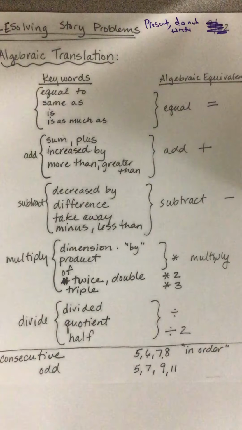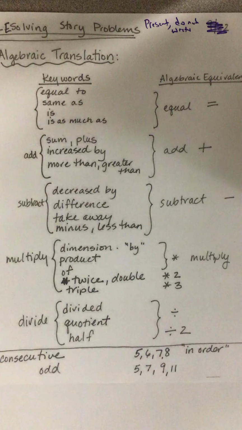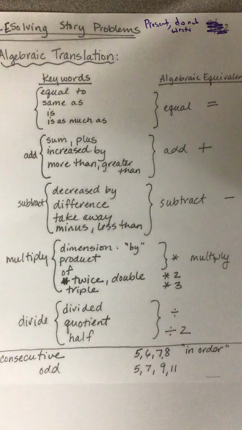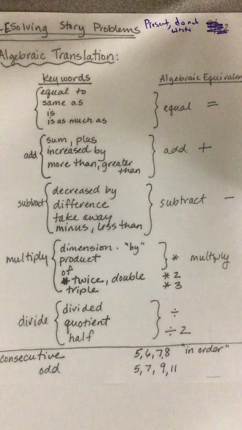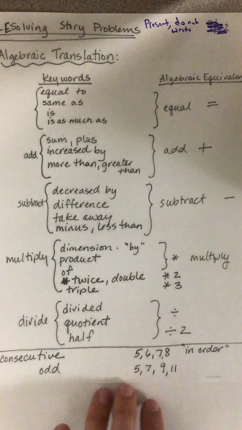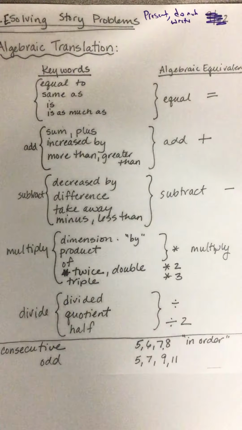Division actually has the least amount of terms that are used for it. Divided, quotient are two of the common ones. Usually it's some synonym of divided, like something is sorted into parts across different groups, for example, might be divided. At the bottom we also have consecutive and odd. Those are other ones you'll see, odd referring to odd numbers. Consecutive are those numbers that appear in order.